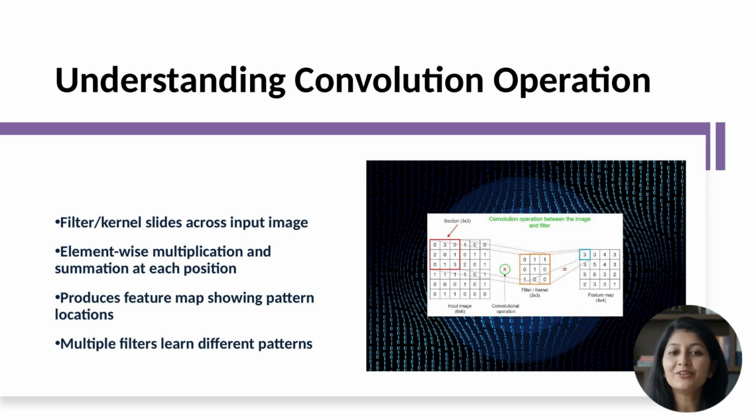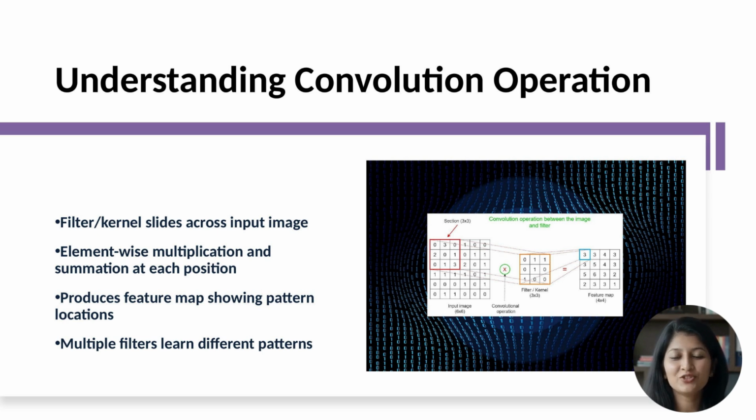For example, a 3x3 vertical edge detector might have values like 1, 0, 1 in each row. When placed over a vertical edge in the image, where pixel values transition from dark to bright, left to right, the multiplication and summation produce a large positive number. Over horizontal edges or uniform regions, it produces values close to zero. The resulting feature map highlights vertical edges.